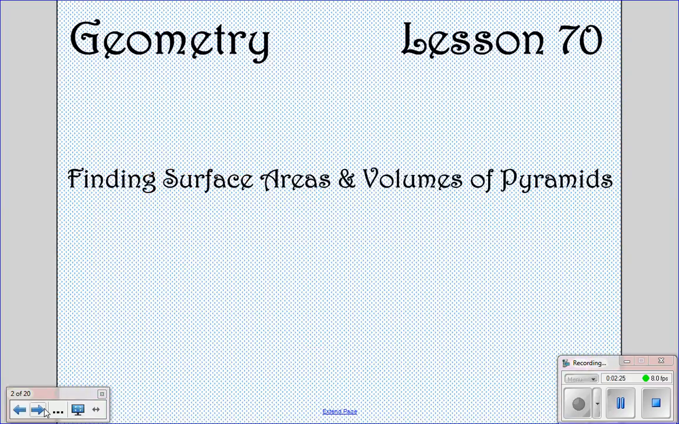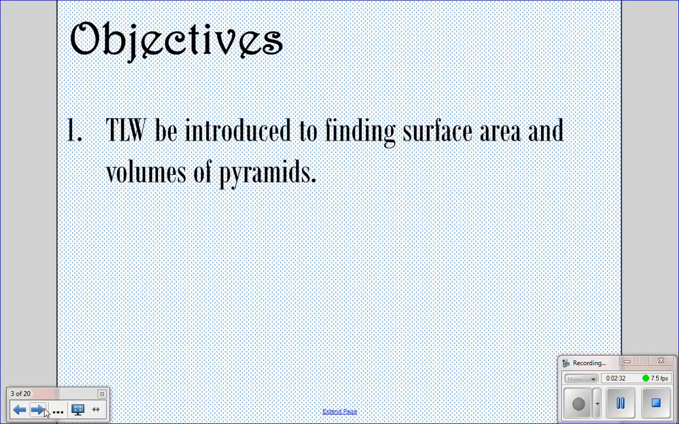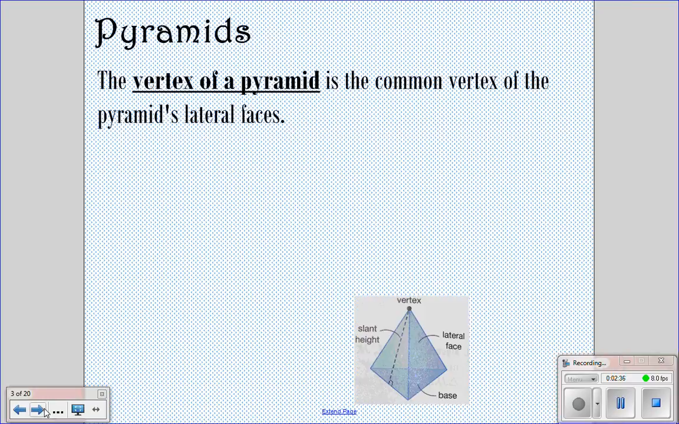So we're looking at lesson 70 today. We're looking at finding surface areas and volumes of pyramids. So hopefully after this lesson, you'll understand how to find the surface area and the volume for pyramids.